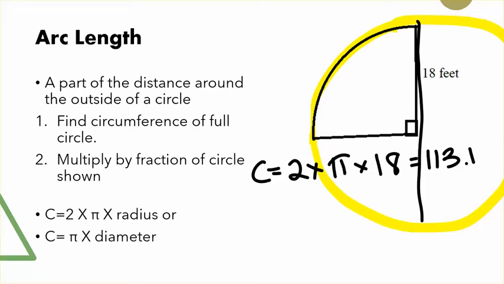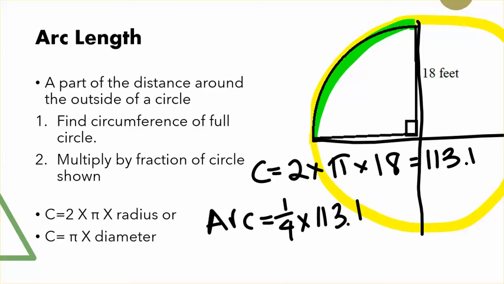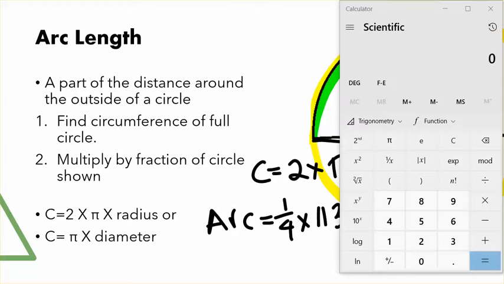I can tell that that's a 90-degree angle. If I went ahead and divided that circle based on that 90-degree angle, I would see that I have 1/4 of the circle. So if I want to find that green arc length, I need 1/4 of my circumference. So my arc is going to equal 1/4 times 113.1.